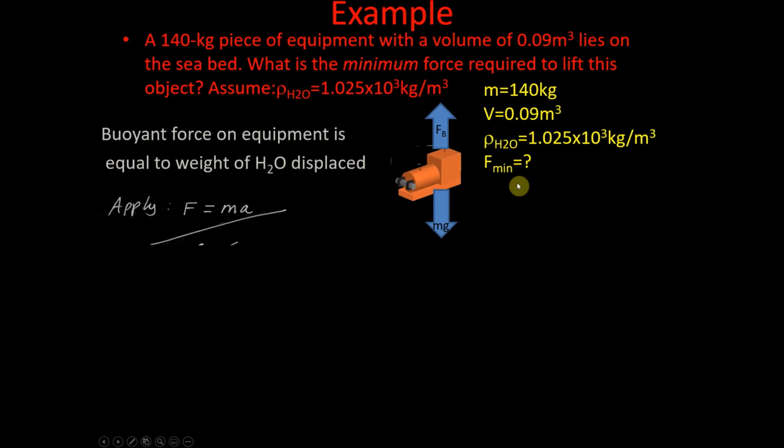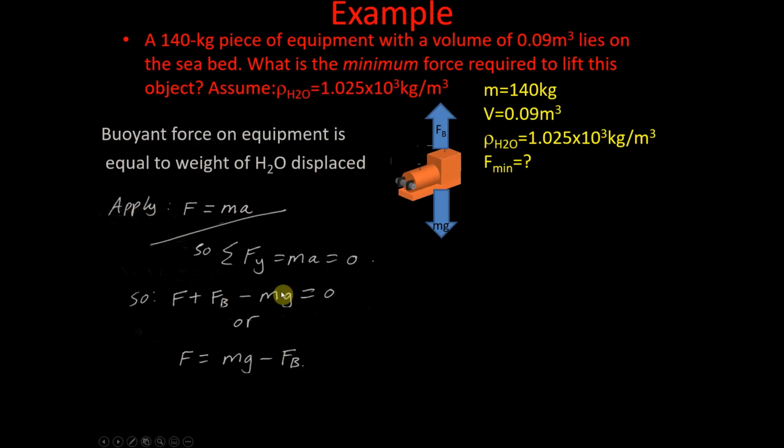Now with any force problem, your first port of call should always be F equals ma, Newton's second law. So applying F equals ma, we can say that all the forces in the y direction we're going to set to 0. Now what we want is the minimum force required to lift the object. So we're going to find the force just before the object starts to lift. By setting everything to 0, this will be the point at which F plus FB equals mg, and that will be the force we need to beat to lift this object.